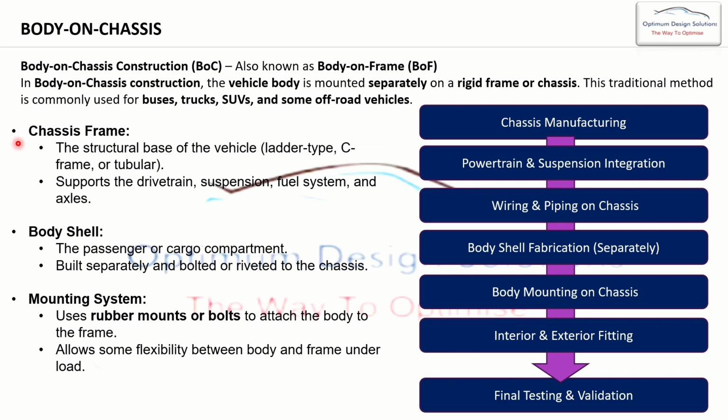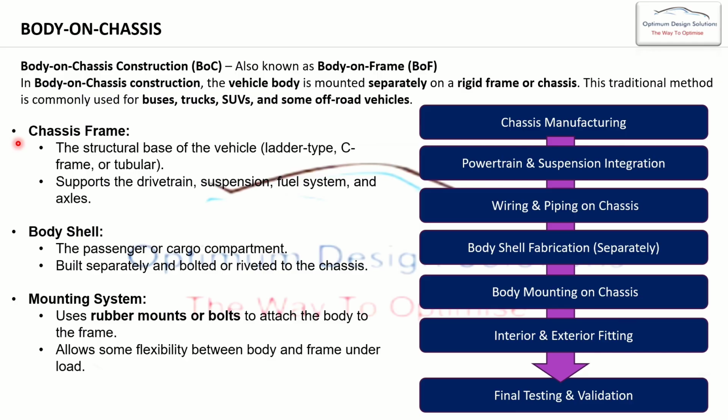In this construction the vehicle body is mounted separately on a rigid frame or chassis. This is a traditional method, commonly used for manufacturing buses, trucks, SUVs and some off-road vehicles. In the body on a chassis, the important part is the chassis frame. This is the structural base of the vehicle. Normally it is a C-type frame or a tubular structure. It supports the full drivetrain, suspension, fuel system and axles.